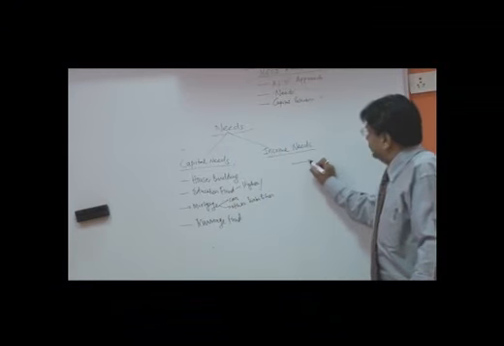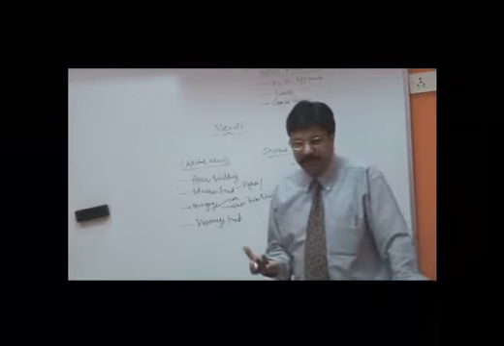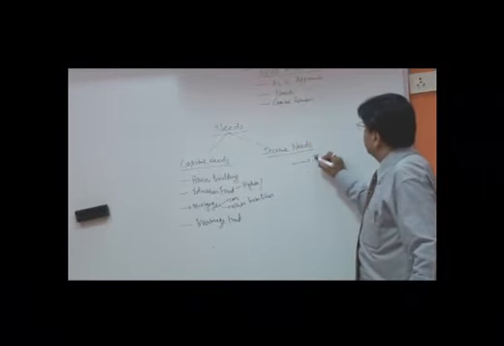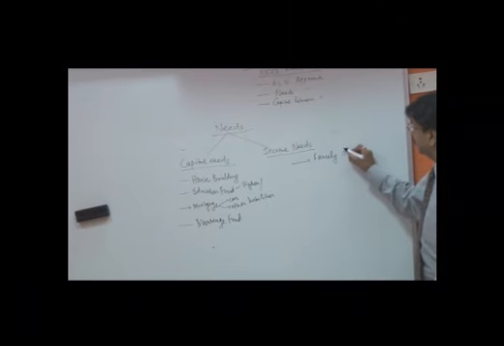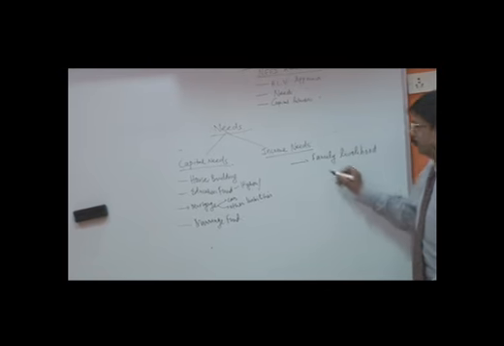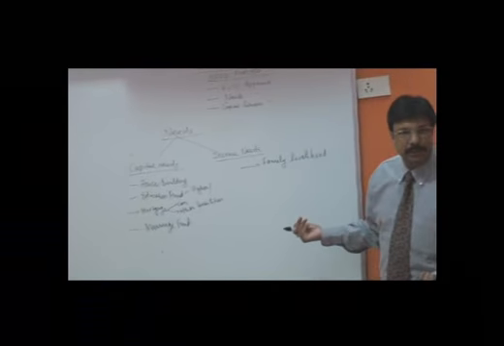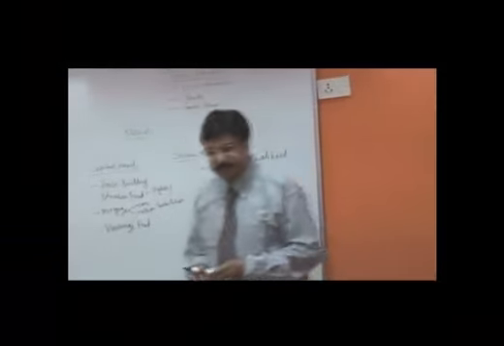And similarly, income needs. Income need is basically the family livelihood expenses, in very simple terms. Family livelihood, to maintain the standard of living, basically. So those are the needs.